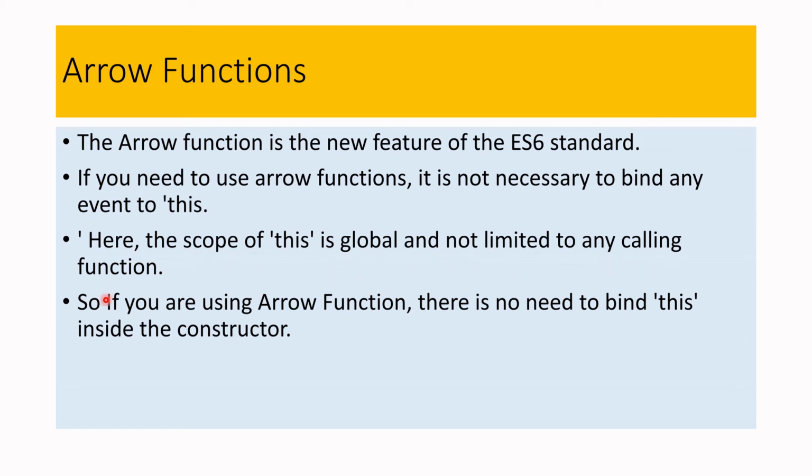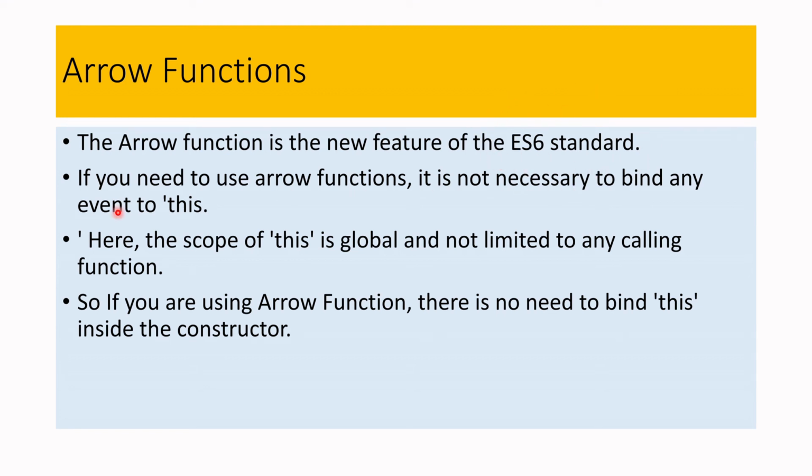So if you are using arrow function, there is no need to bind this inside the constructor. First of all, I will tell you that arrow function is an ES6 standard. If you do not have an understanding of the ES6 standard, you can go to my programmingscript.com, where we have the tutorial. You can understand the basic programs there.